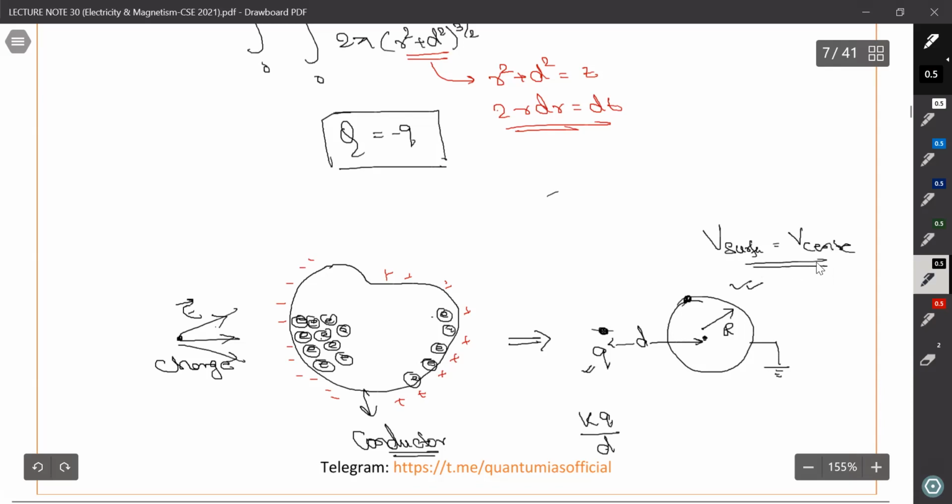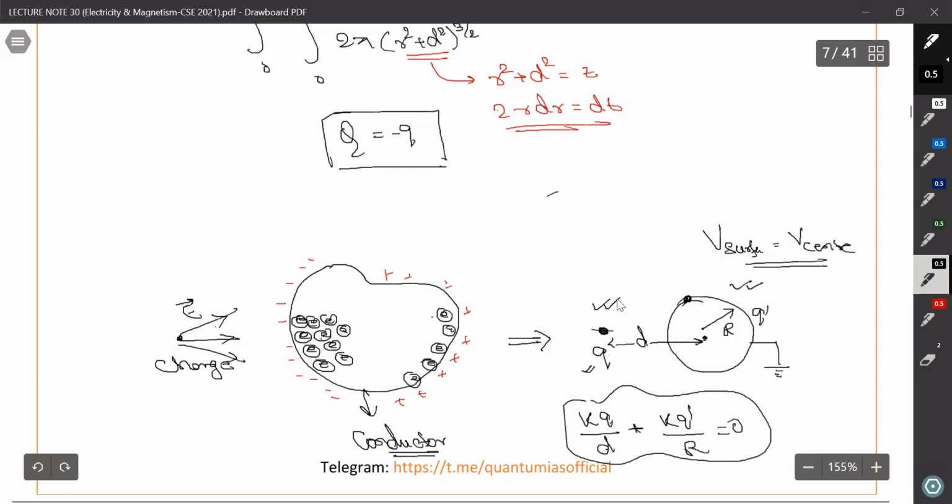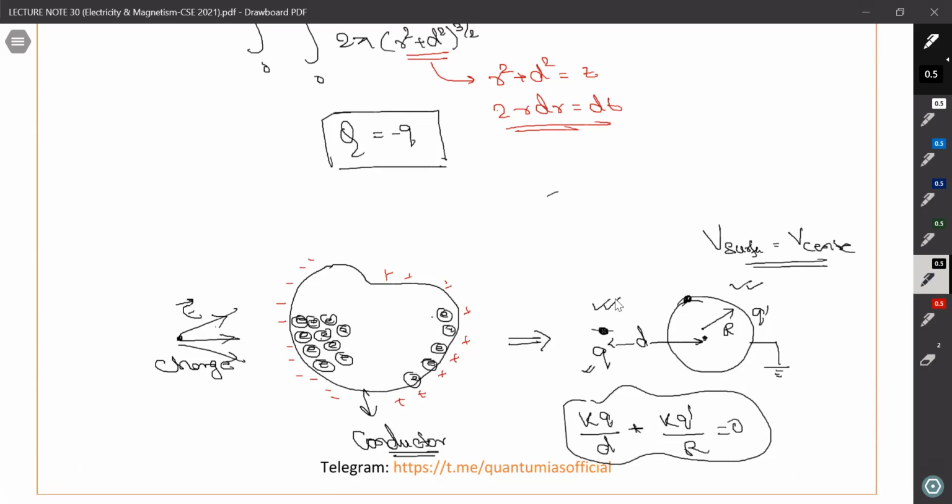I guess you know this thing because electric field is not present inside the conductor, right? So KQ by D plus, let's suppose, Q dash, so KQ dash by R is equal to 0. So from here you will find out Q dash, and similarly in the case above, right? So to make the potential 0, the electric field due to this charge will induce some charge there, right? This is the meaning of induction.